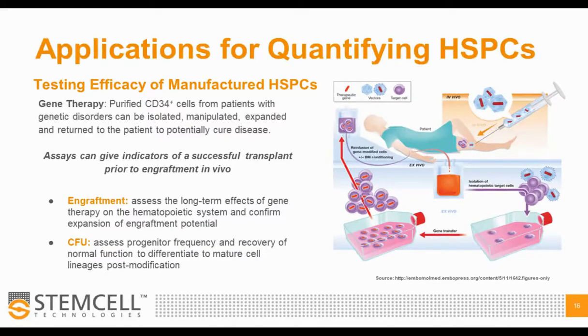The CFU assay is also important and easier to do, of course, and it will allow the assessment of the progenitor frequency post-manipulation and make sure that you get recovery and normal recovery and function of all the functional ability of those cells to differentiate to all the different mature cell lineages.